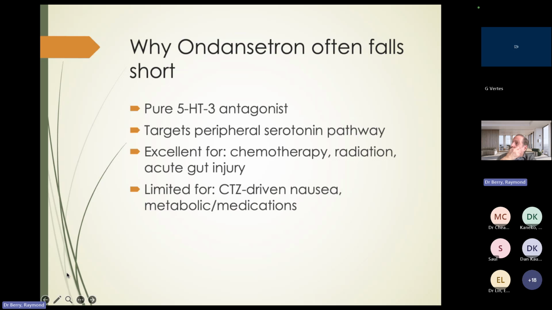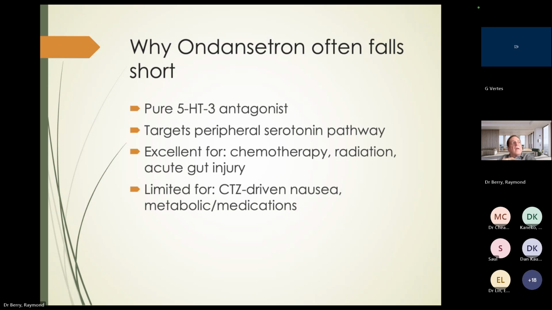So, back to the title slide. Why does ondansetron often fall short in palliative care? It's a pure serotonin antagonist that targets the peripheral serotonin pathway, so it's excellent for chemotherapy. Chemotherapy and radiation cause acute gut injury and release serotonin. It's fantastic for this, but not so much for chemoreceptor trigger zone driven nausea or metabolic or medication-induced nausea.